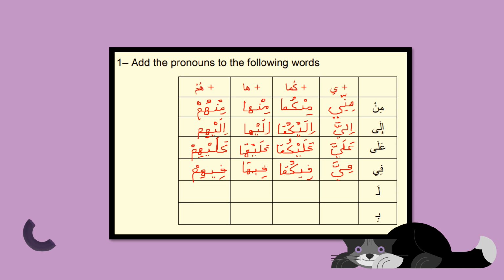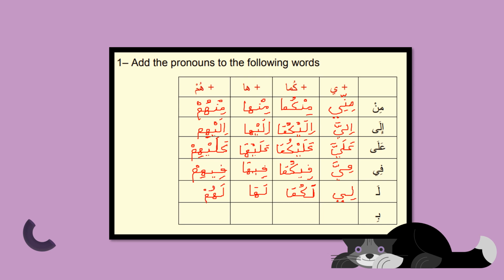Fihim. Then la. What happens with the ya mutakallim forced to take a kasra? Li. And then what about the other pronouns? It changes to fatha. La, kuma. And la, ha. And lahum.